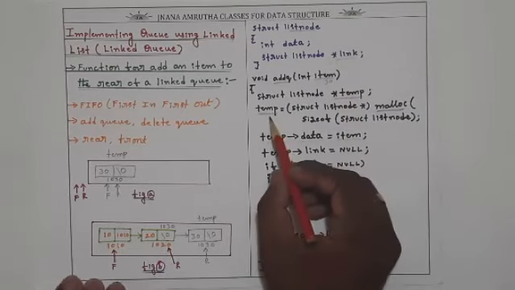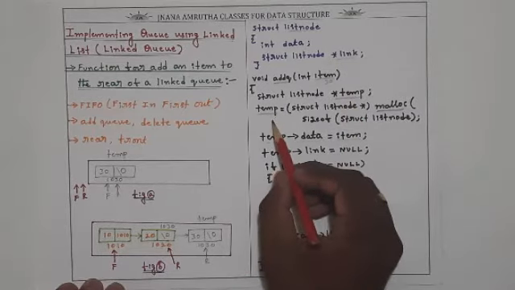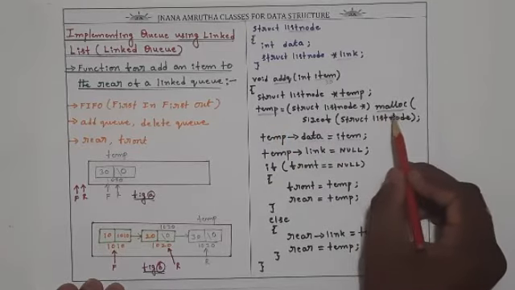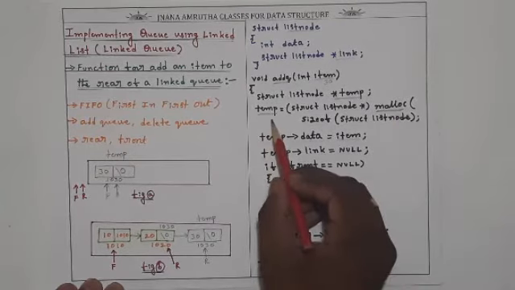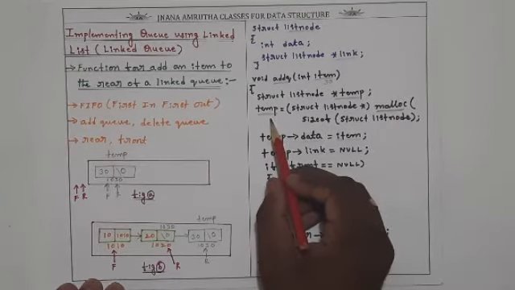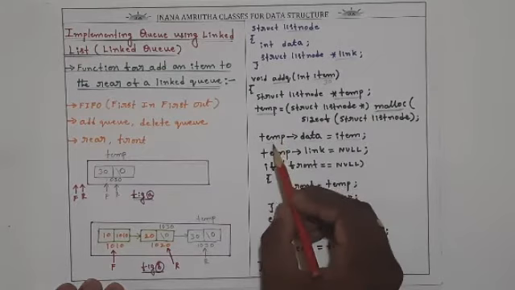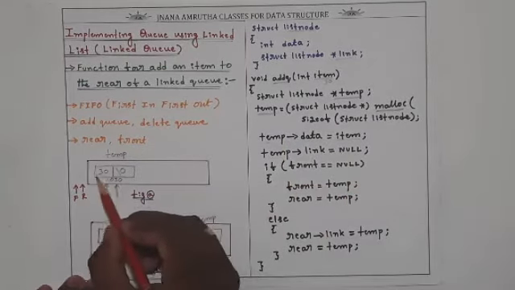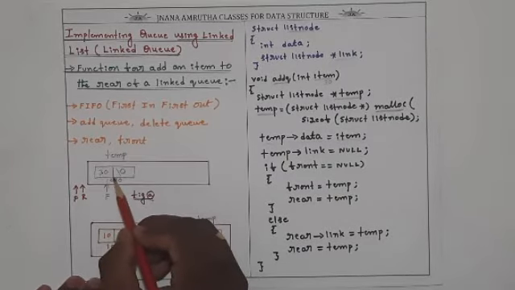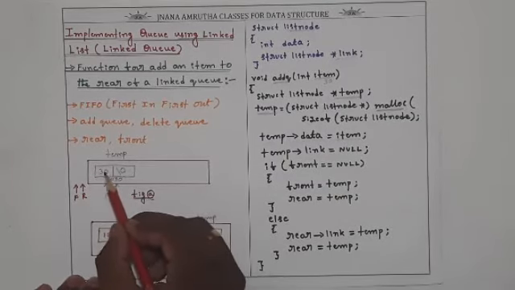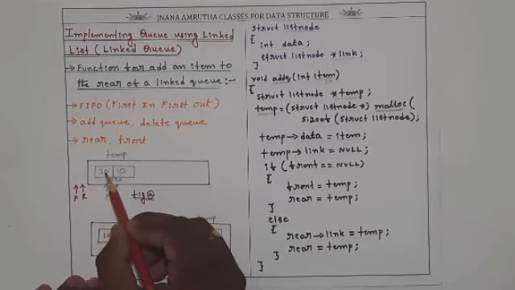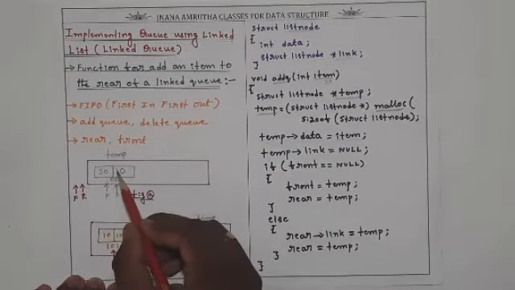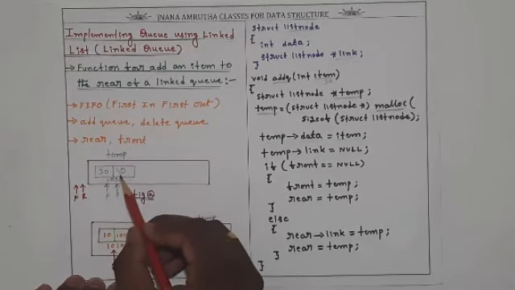Next, for that temp we obtain the memory space by using the malloc function. We obtain the memory space for the temporary pointer or temporary variable. After that we place temp of data equal to item, that is the value 30, and temp of link initially will contain null value. Temp of link equal to null.